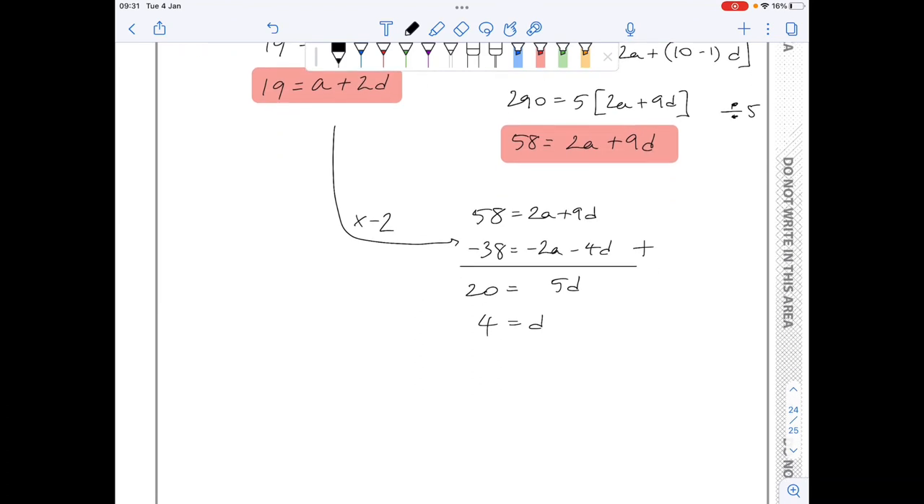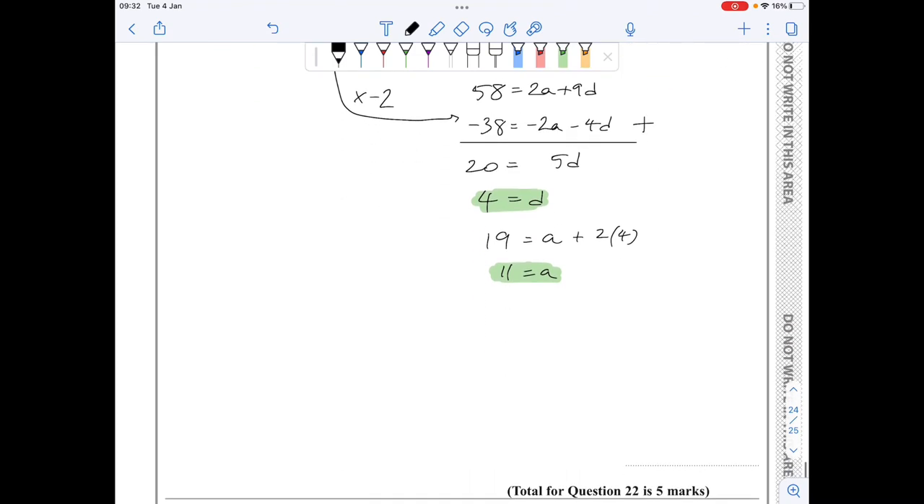And then I'm going to substitute in the first equation, 19 equals A plus 2 times 4. So A comes out to be 11. So now that I have my two values, A and D, I can proceed and find the 10th term using the formula above. And this is equal to A, that's 11, plus N minus 1 times D, and comes out to be 47.